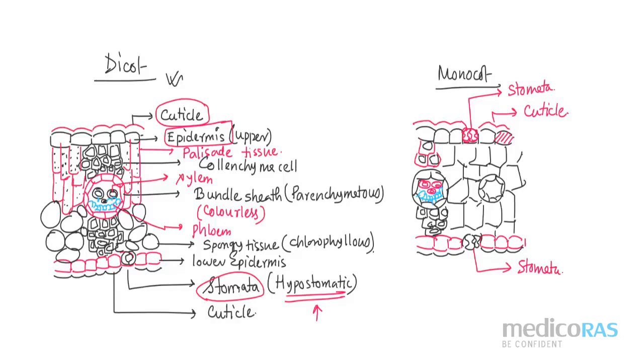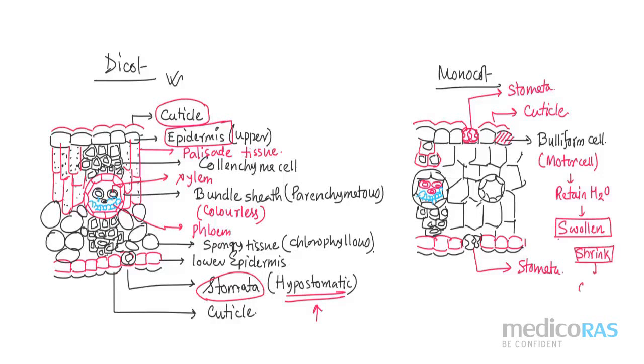Similarly, you can check here in the epidermis, we have some specialized cells, and these cells are also known as bulliform cells. Please remember, bulliform cell is also known as motor cell. The cell can retain water, and if it retains water, it becomes swollen, and in absence of water, it shrinks, and then the leaf curls. Therefore, bulliform cells help to check loss of water.